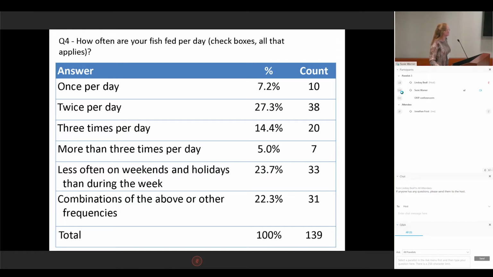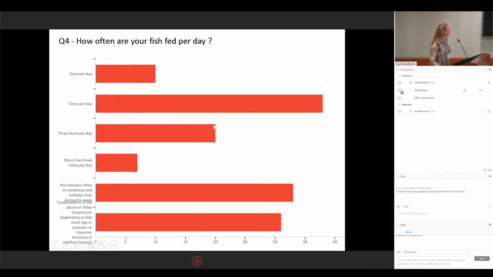The next question was, how often are your fish fed per day? You can see that if I graph that out, twice per day came out the most common, but there was also this category, other, which is combinations of the above. Many, many groups, in fact, feed different life stages different amounts of food, the most common being that the juveniles get more than the adults.